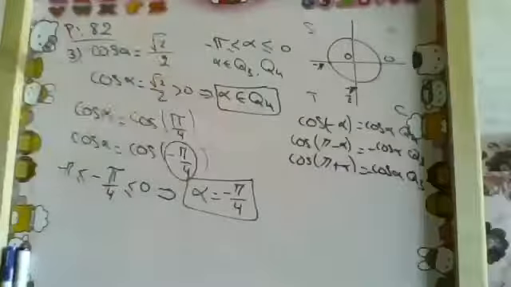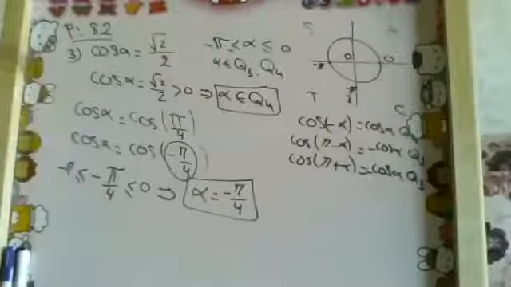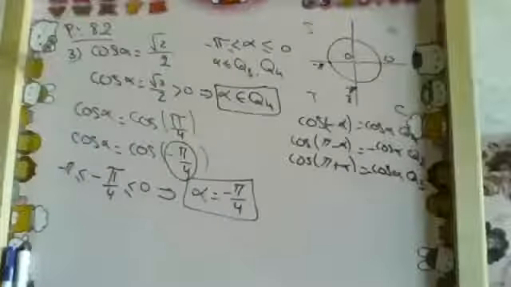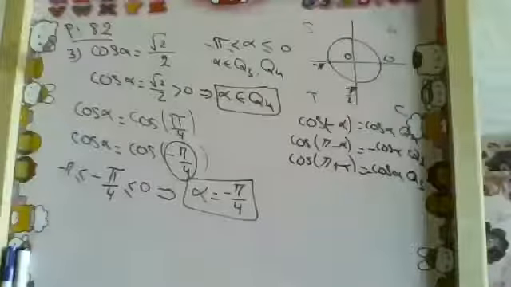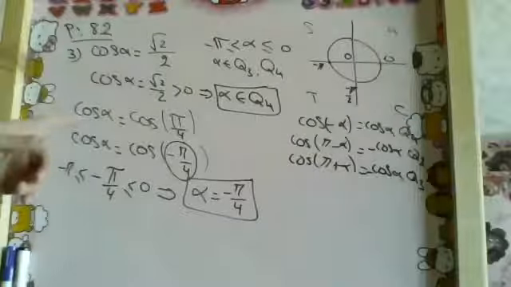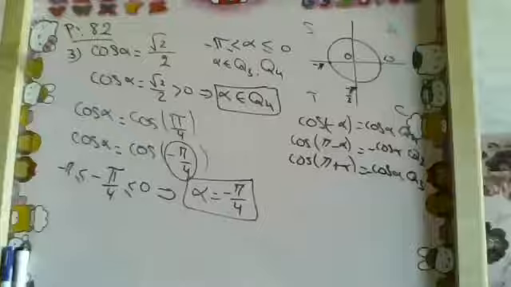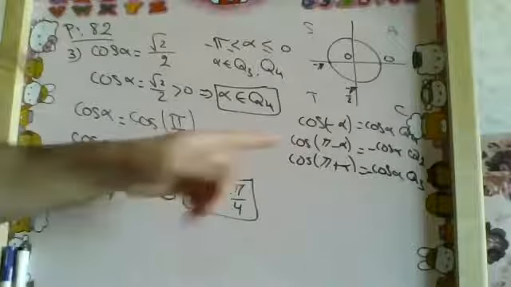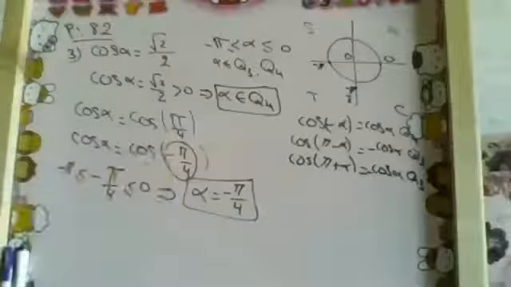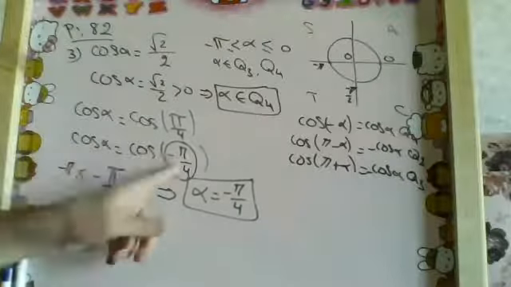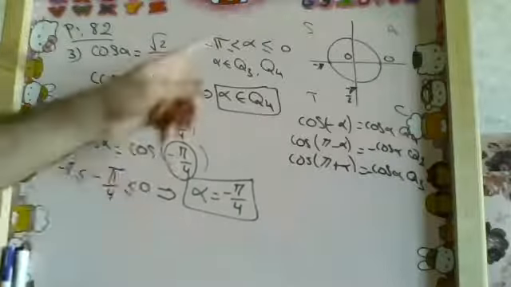To continue, radical 2 over 2 from the table is cosine of pi over 4. Now, pi over 4, of course, is not in the fourth quadrant. Apply this rule: you replace cosine of pi over 4 by cosine of negative pi over 4. Now, negative pi over 4 is between negative pi and 0. Then alpha is equal to negative pi over 4.